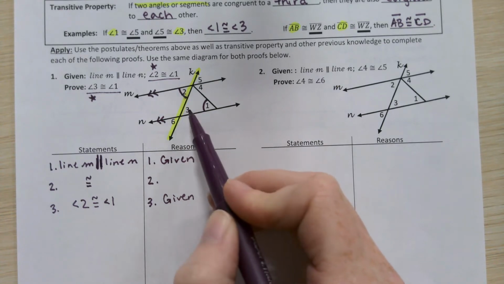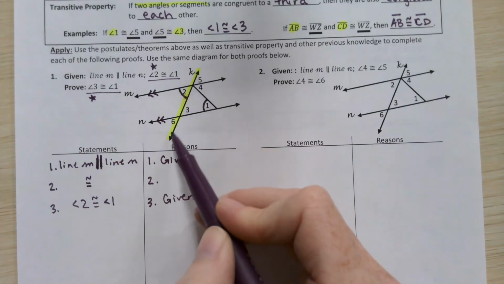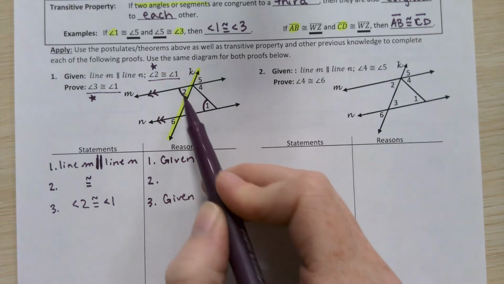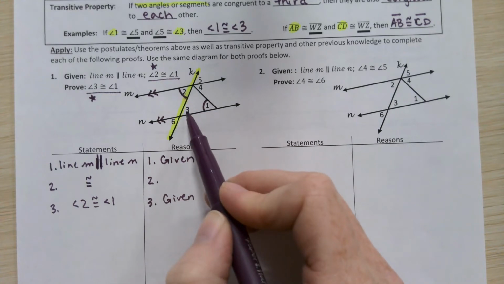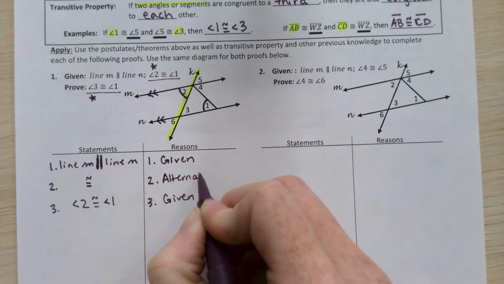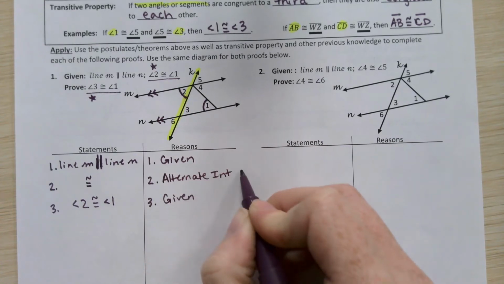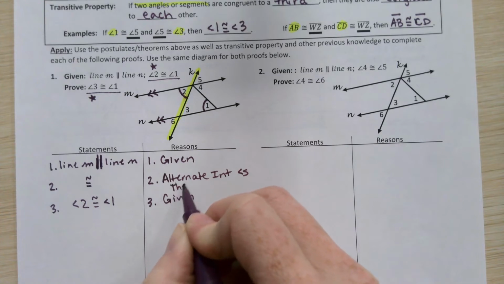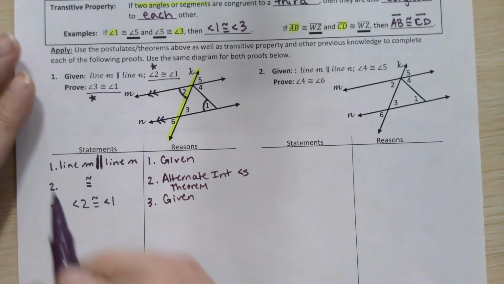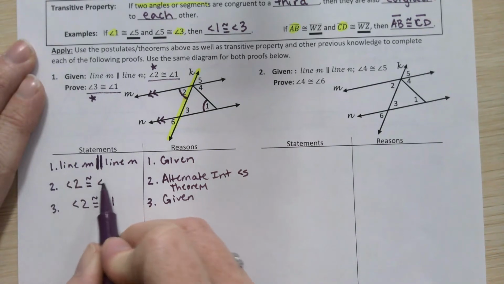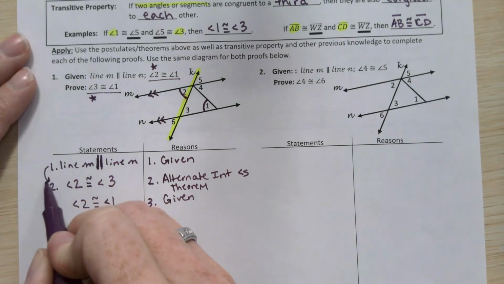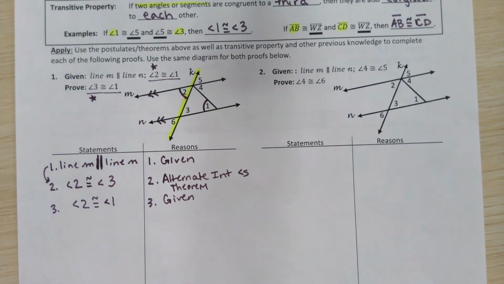They would be alternate because they're separated by that transversal, but they would also be interior because they're trapped in between those parallel lines. So if I think about them as being alternate interior angles, I'm allowed to use the alternate interior angles theorem from up top to say that angle 2 is congruent to angle 3. That is only true because of those parallel lines.